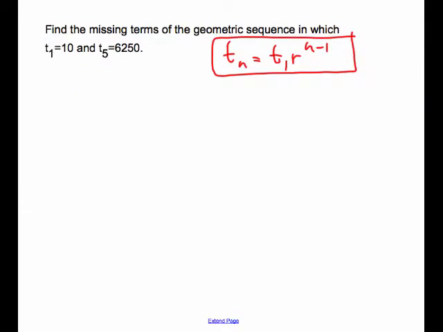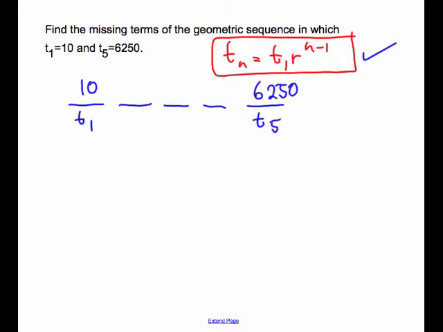Alright, so we have our formula for a geometric sequence, and as with an arithmetic sequence, if I know any 3 of the 4 variables, I can algebraically solve for the fourth. So I have a situation here in which I have a geometric sequence. I know that term 1 is 10, and I know term 5. So let me just map out the other terms. Term 5 is sitting here at 6250. And the question is to calculate the other terms.